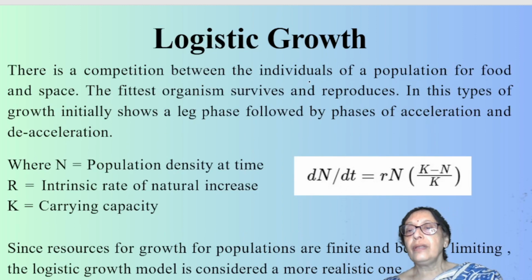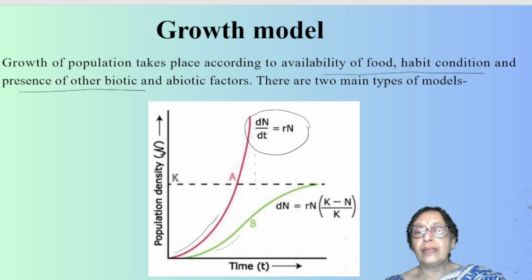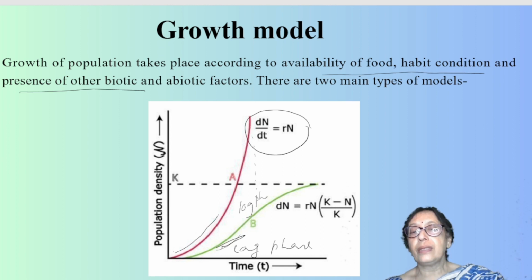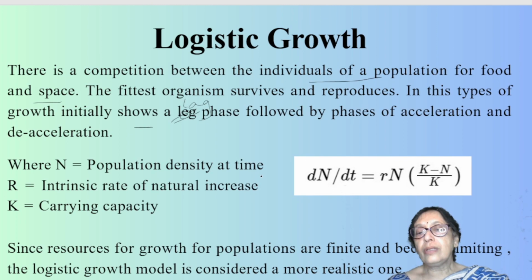Another is logistic growth. There is competition between the individuals of a population for food and space. The fittest organism survives and reproduces. This type of growth initially shows a lag phase. In this S curve, the first phase is the lag phase, then it grows suddenly in the log phase, and then it stabilizes, called the stationary phase. Since resources for growth of populations are finite and become limiting, the logistic growth model is considered to be a more realistic one.